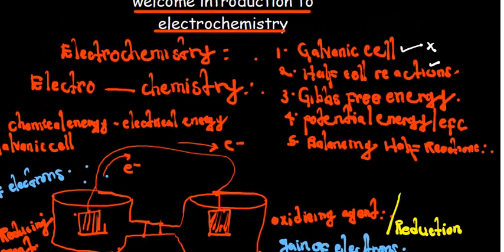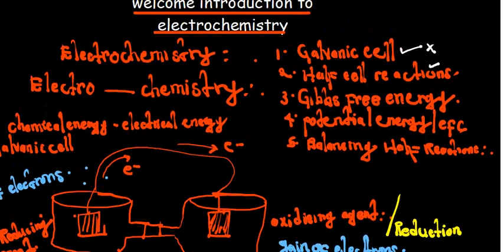So this is my guide. I've covered the galvanic cell here. I've also covered the half cell reactions. Then how you are supposed to find the potential energy or the E cell of that chemical reaction, and then the Gibbs-free energy. That's what I'm supposed to look at here, and then you are going to finish up with balancing these half reactions.